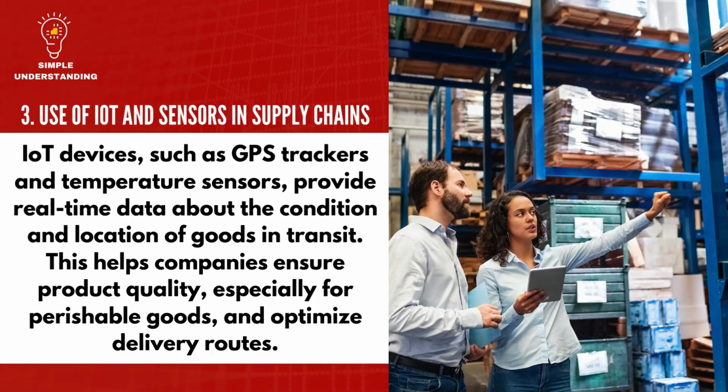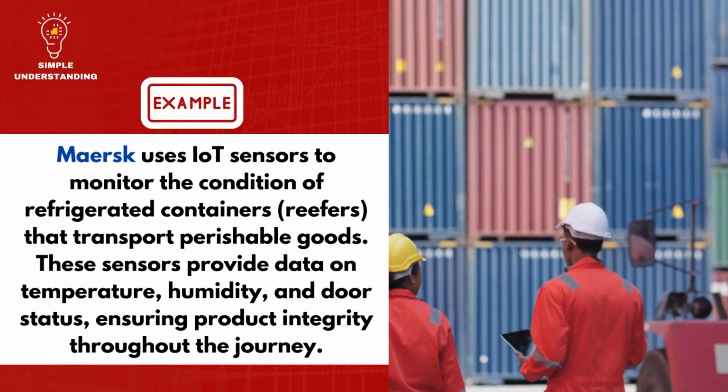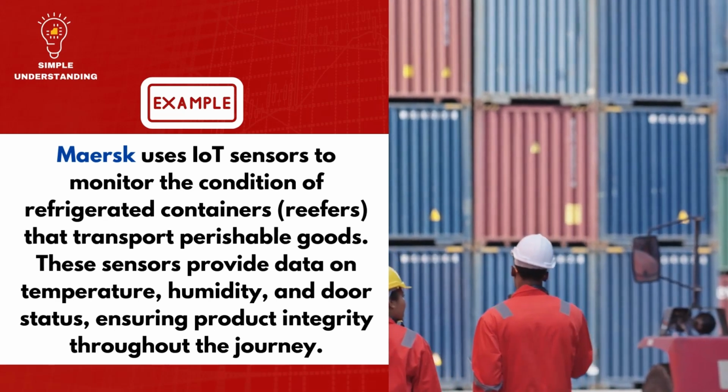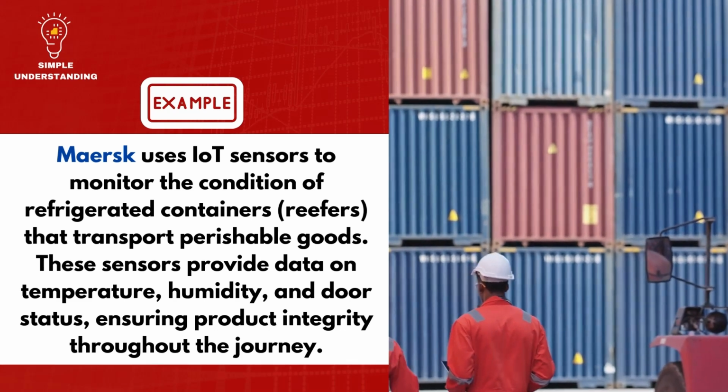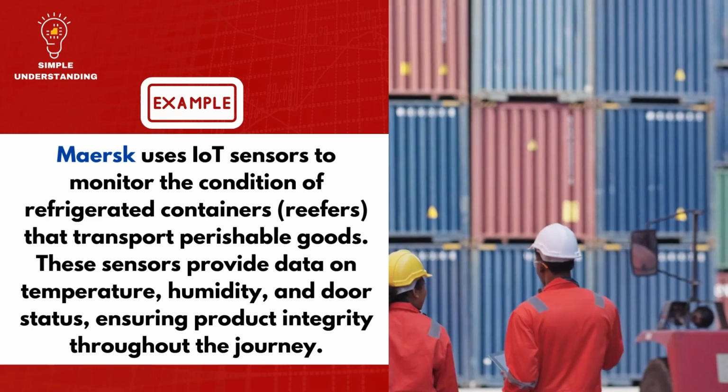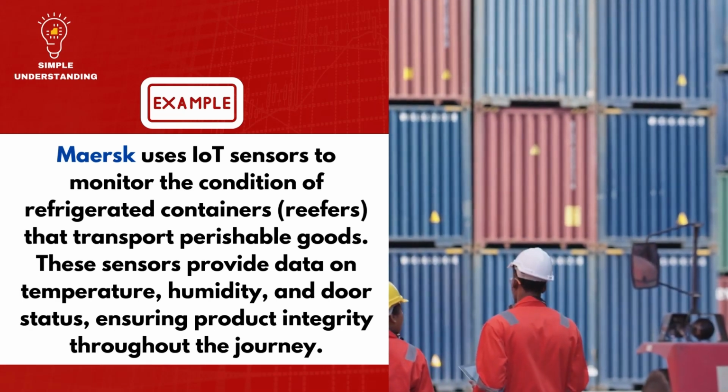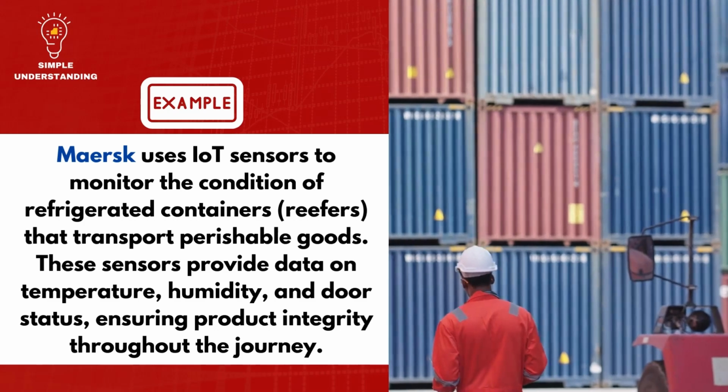3. Use of IoT and sensors in supply chains. Explanation. IoT devices, such as GPS trackers and temperature sensors, provide real-time data about the condition and location of goods in transit. This helps companies ensure product quality, especially for perishable goods, and optimize delivery routes. Example: Maersk uses IoT sensors to monitor the condition of refrigerated containers, reefers, that transport perishable goods. These sensors provide data on temperature, humidity, and door status, ensuring product integrity throughout the journey.